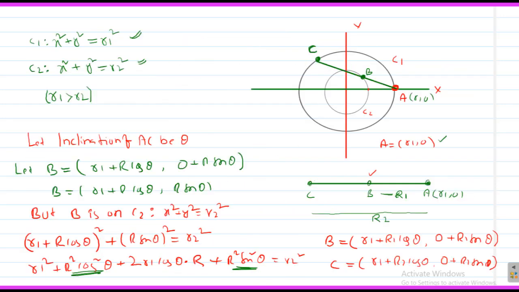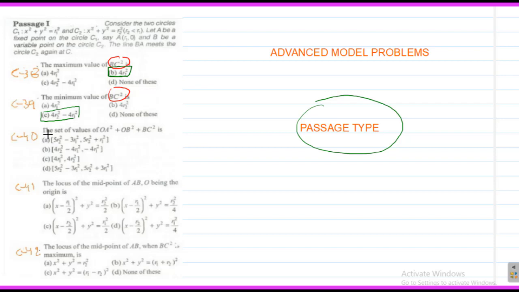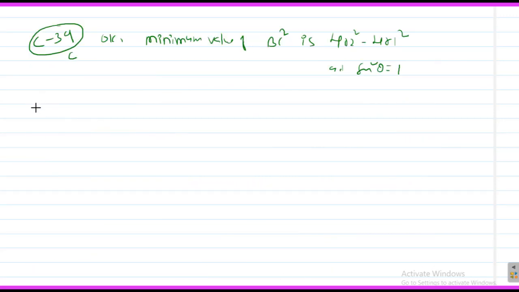First of all, we want to see what is asked. Question 40 says the set of values of OA square plus OB square plus OC square. Indirectly the problem is saying that we need to find the range of OA square plus OB square plus BC square. So again I want to see the diagram.